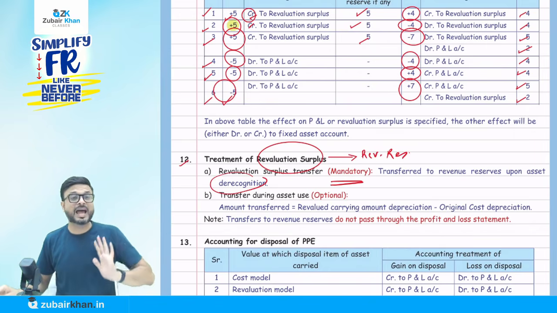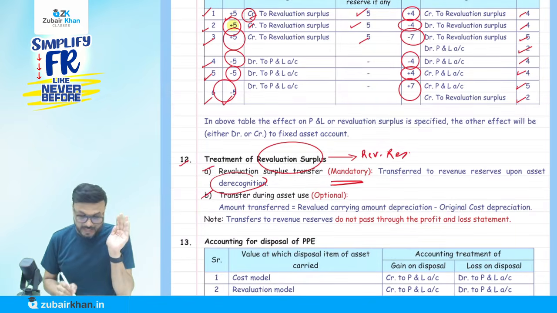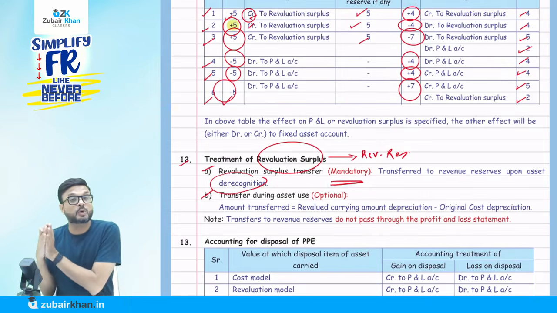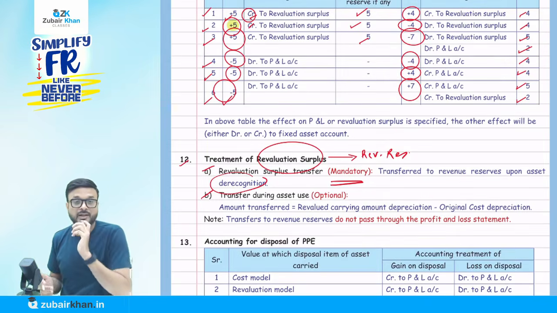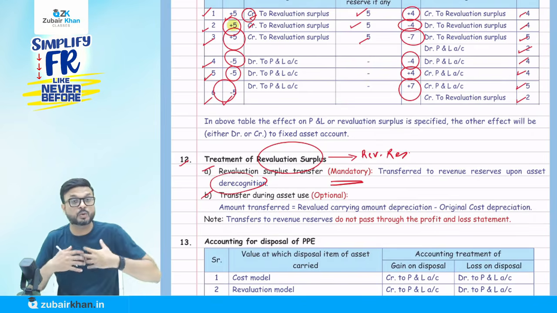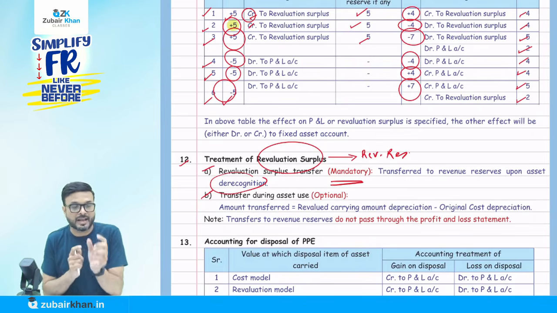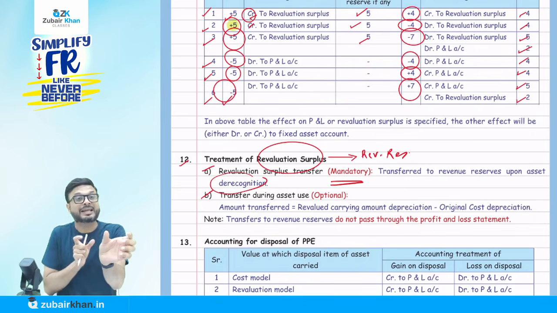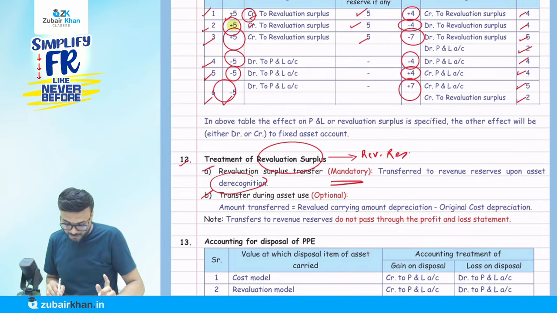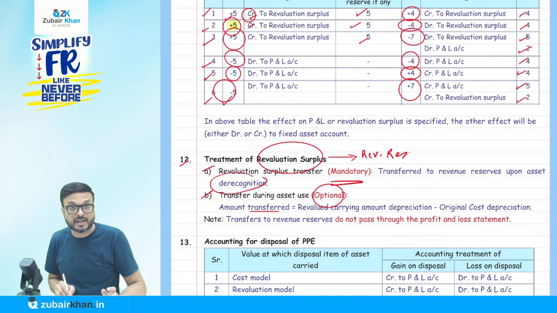But we have the option, not mandatory, to transfer the balance from revaluation surplus to revenue reserve. Even though we have not yet sold the asset, we can still transfer the balance of revaluation surplus to revenue reserve. But how much is allowed? How to calculate that amount?